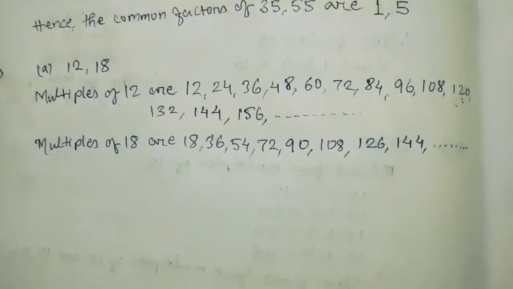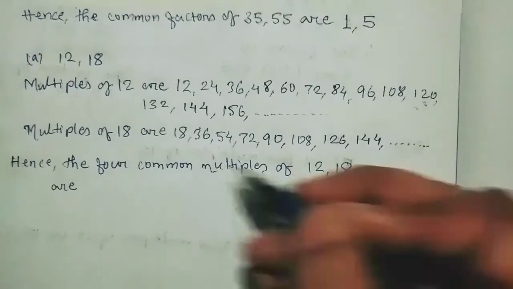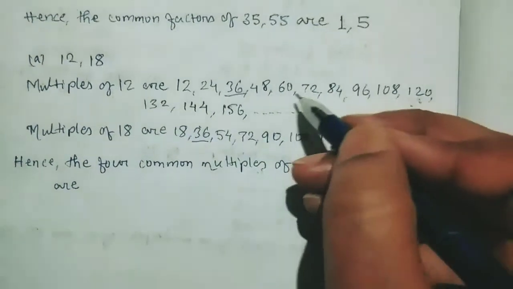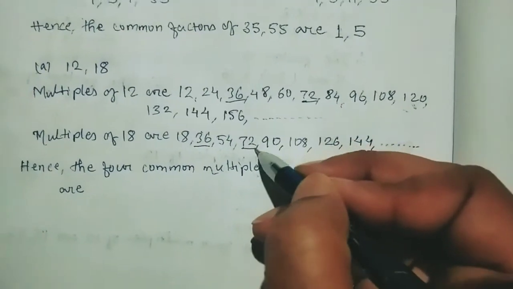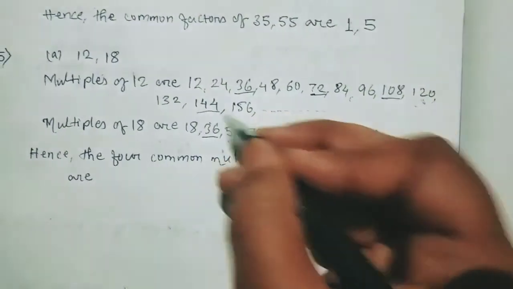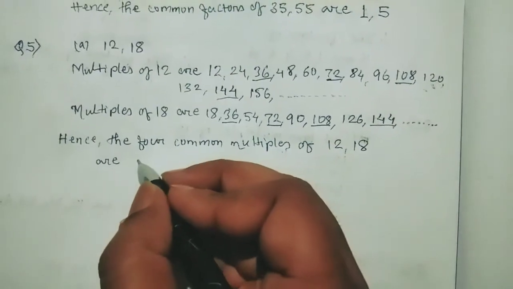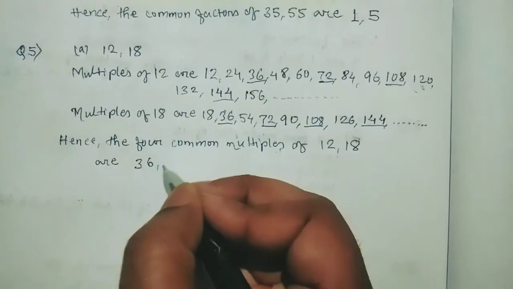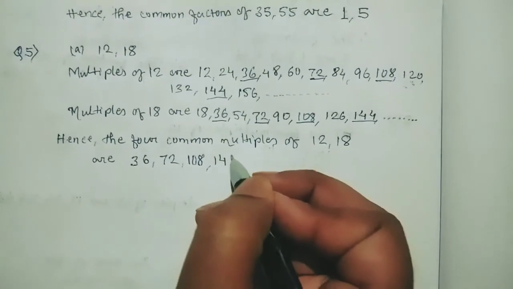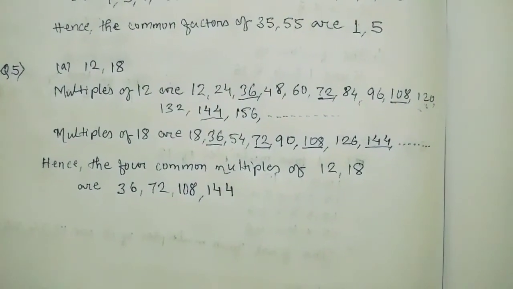So you have to write the last sentence like this. Hence the four common multiples of 12 and 18 are, which we got, 36, 72, 108, 144. If you underline these, it will be more convenient for you to write. So we'll write 36, 72, 108 and 144. These are the four common multiples of 12 and 18. In this way you have to write this question.